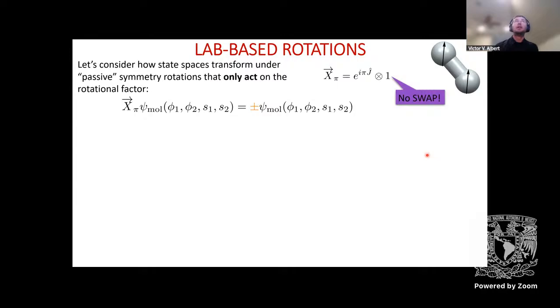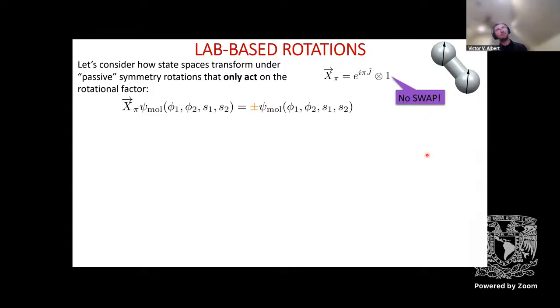But now, if you instead just look at the molecule yourself upside down, so you do a passive transformation to the molecule, the behavior will be different. Passive transformations do not exchange nuclei. Passive transformations only act on the rotational factor alone. Okay, this took me like 3 months to internalize. So if it seems confusing, it's okay. It was confusing for me for a long time. Passive transformations do not exchange nuclear spins.